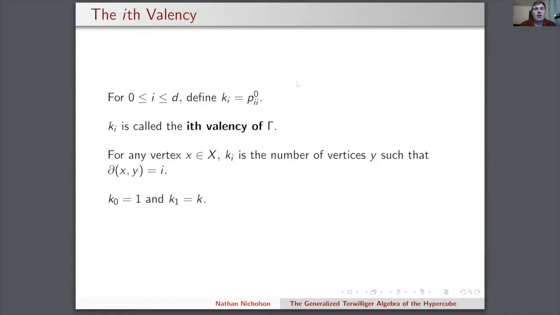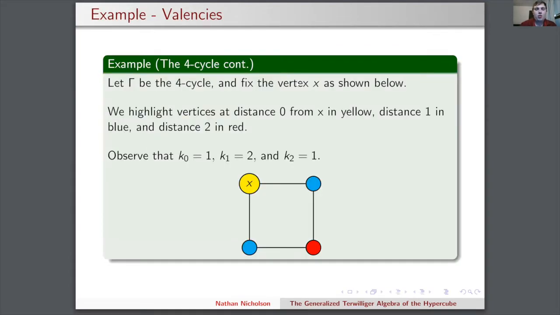So define ki to equal p^0_ii for all relevant values of i. ki is called the ith valency of gamma. And so for any vertex x, ki is going to be the number of vertices which are distance i from x. And so k0 is always going to be 1, and k1 is going to equal k, the valency that we identified earlier.